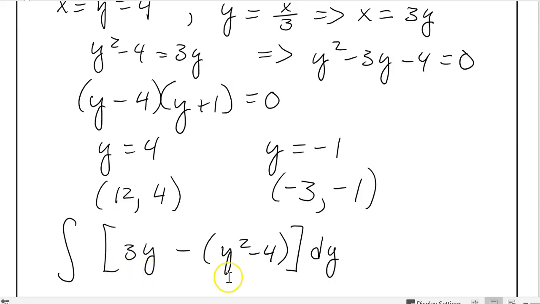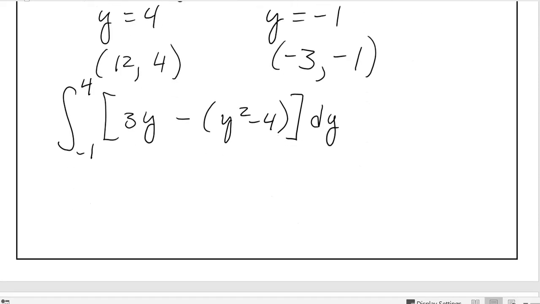Make sure that when the differential is dy, you choose the y coordinates to be the limits of integration. We should integrate from negative 1 to 4, not use the x coordinates. This gives me negative 1 to 4. Since this is a relatively simple one, we can go ahead and complete it quickly now.